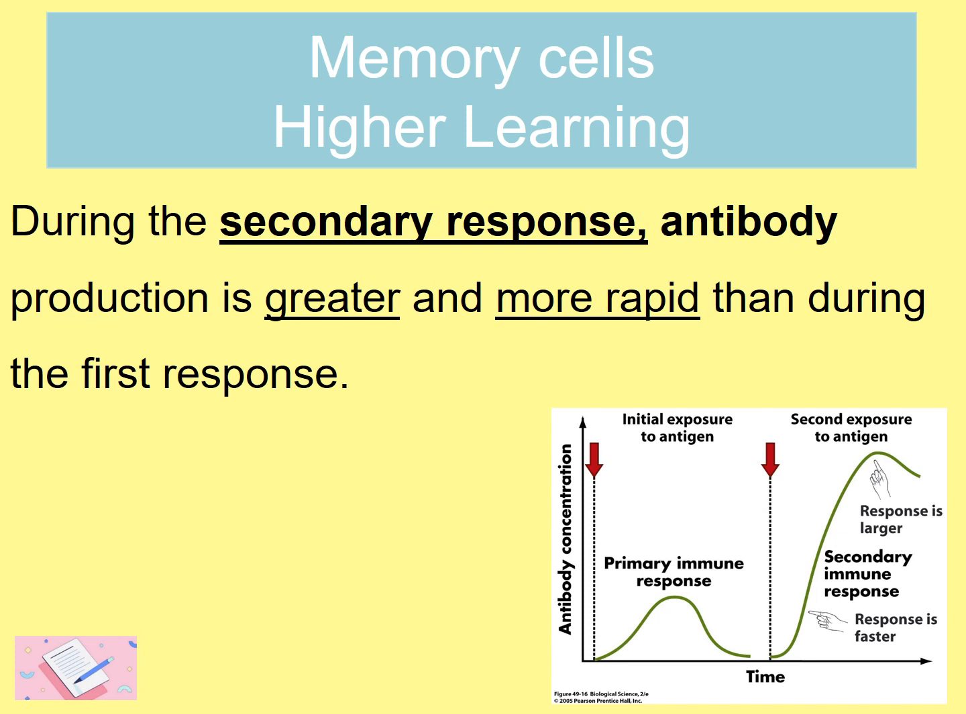During the secondary response, we see that the disease is usually prevented because the antibody production is much more rapid, the concentration of antibodies produced reaches a higher level, and the higher concentration of antibodies is maintained for a longer time.